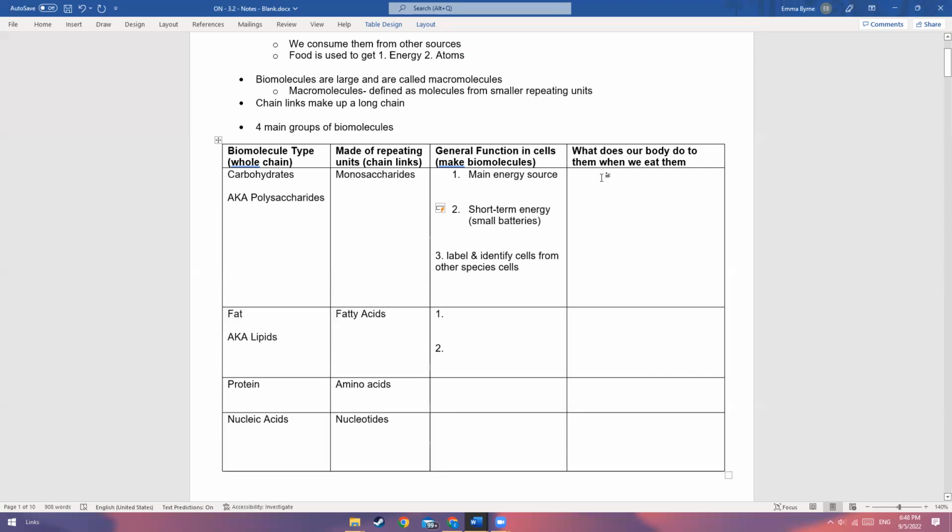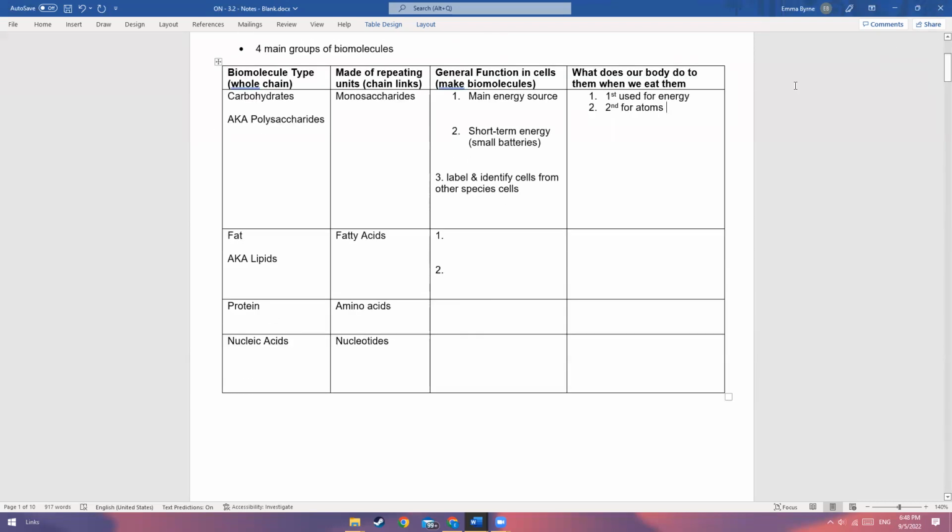So what does our body do to carbs when we eat them? They're first used for energy, and secondarily used for atoms. So like we said, atoms aren't just going to spontaneously appear in your body. You need to consume them from an external source. So you can use the atoms in the carbohydrate molecules to build other things that your body needs.